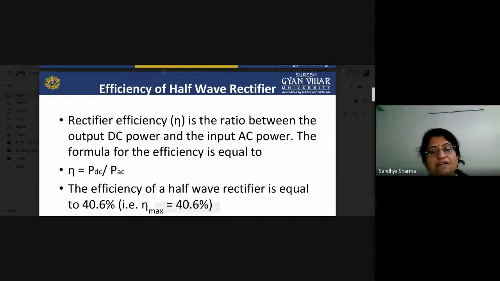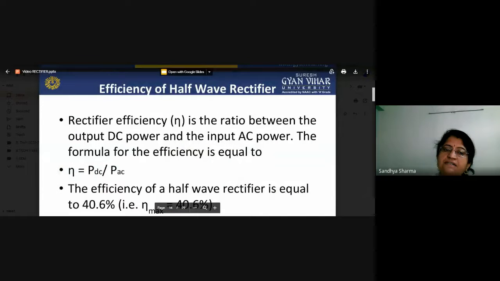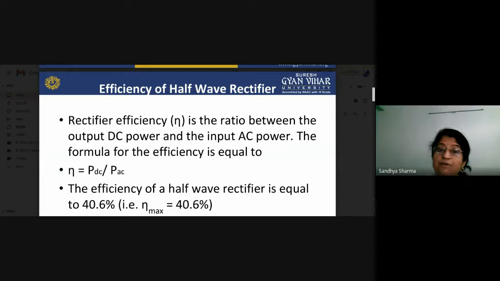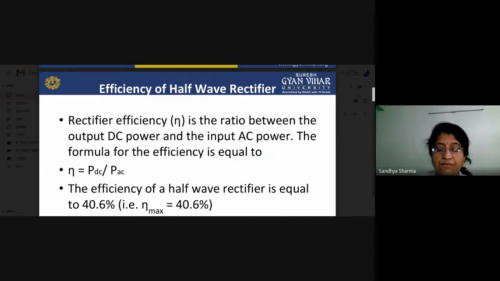And when we calculate the efficiency, the efficiency of our half wave rectifier is equal to 40.6 percent, because we are converting only half of the input signal into DC current, and the second half of the signal is rejected or clipped off. So this is the basic reason for the low efficiency of our half wave rectifier.